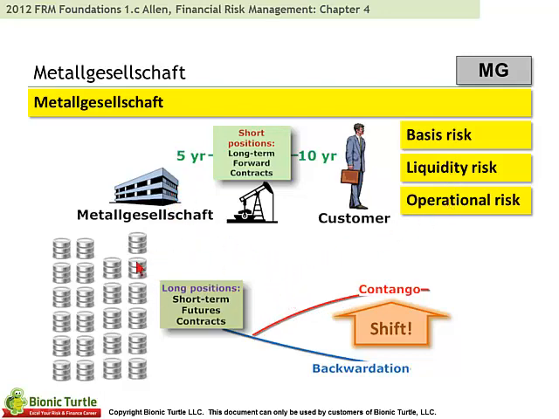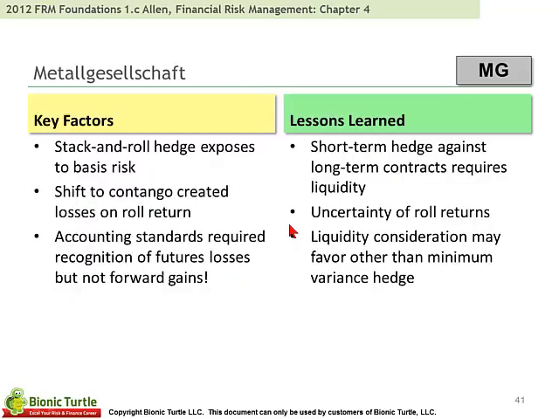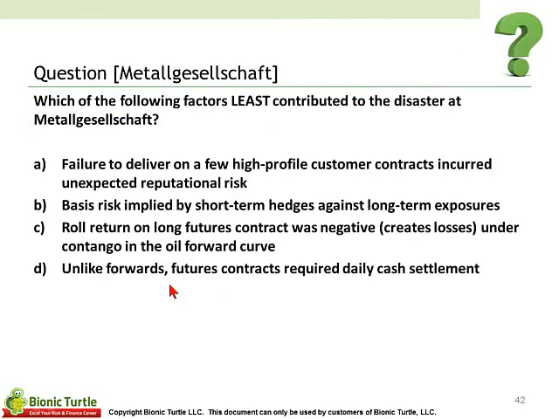The losses on the futures contracts, because they were marked to market with daily settlement, were immediately realized, and they could not, accounting-wise, book the associated gains on the forward contracts. So the stack and roll hedge exposes them to basis risk, a shift to contango created losses on the roll return, and accounting standards required recognition of losses but not forward gains.